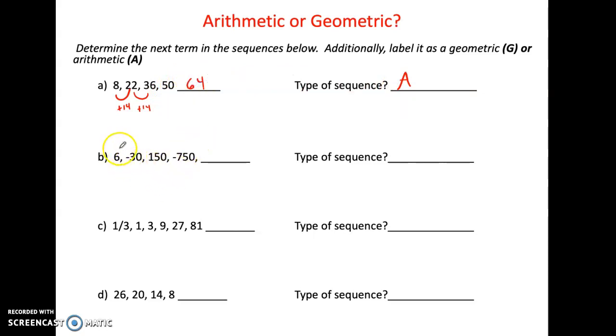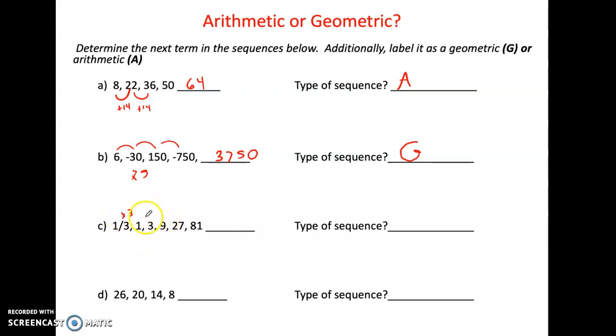Here we are multiplying by 5, but if you notice, the signs are alternating. When you alternate signs, you're multiplying by a negative. So we're multiplying by negative 5. And the type of sequence here, because we're multiplying, is going to be geometric. And if we multiply negative 750, we'll get 3,750 here. The 1/3, again, to get from 1/3 to 1, you can add 2/3, but it doesn't follow suit. So we can multiply by 3.